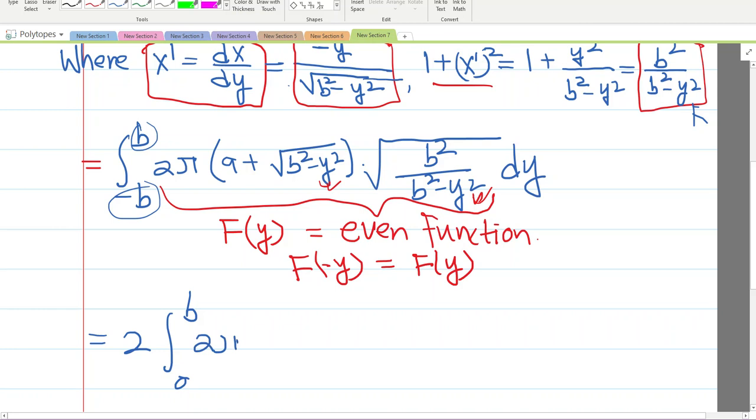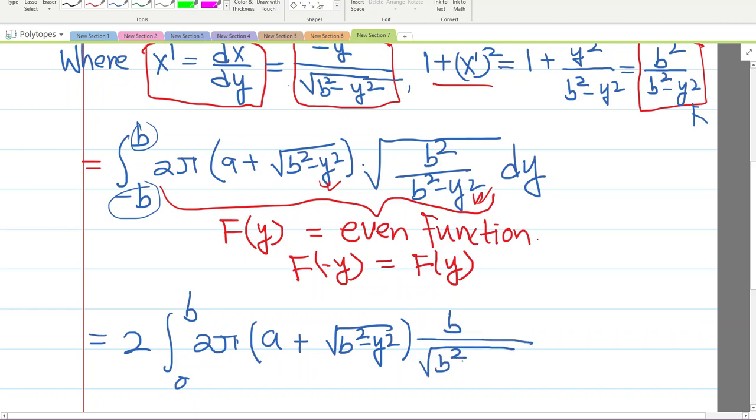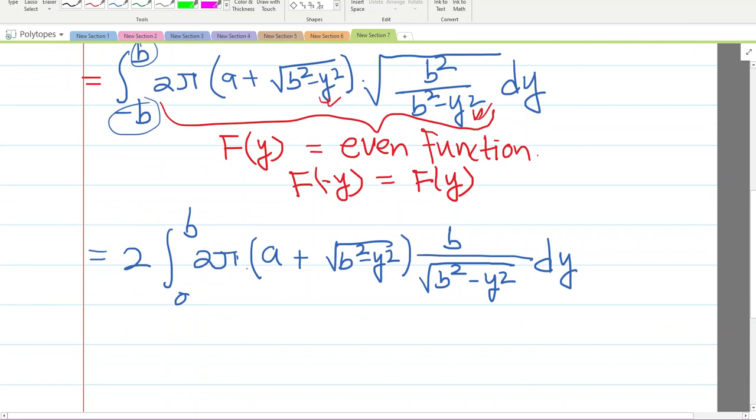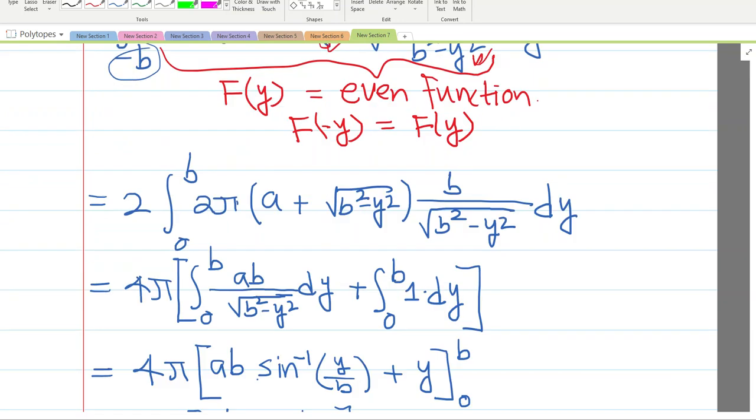So we get 2 pi times a plus square root of b square minus y square. And then here, if we simplify, if we take the square root of the top, we get b on the top, and the square root of b square minus y square on the bottom, times dy. Okay, sorry. So this is the integral that we need to evaluate. So we have this definite integral, this one.